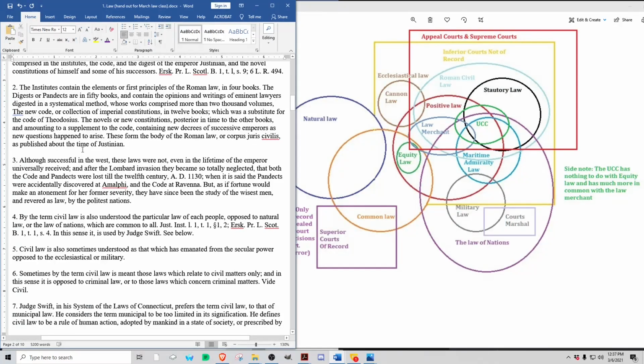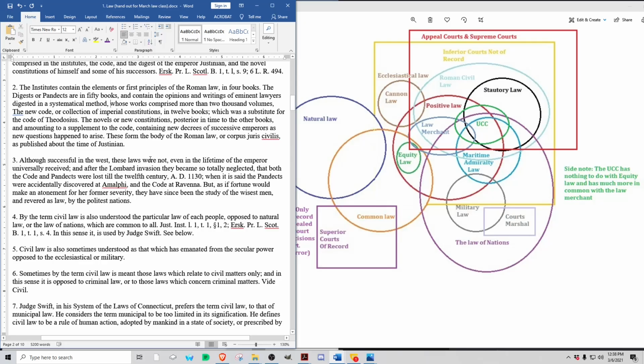Okay, although successful in the West, these laws were not, even in the lifetime of the emperor, universally received. And after the Lombard invasion, they became so totally neglected that both the codes and pandects were lost until the 12th century AD, 1130, when it is said that the pandects were accidentally discovered at Amalfi and the code at Ravenna.